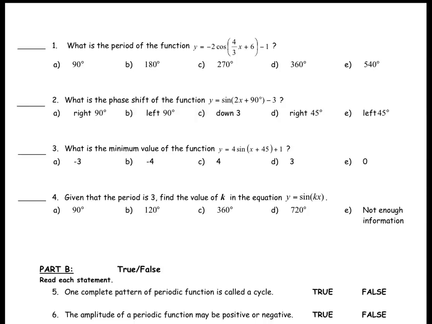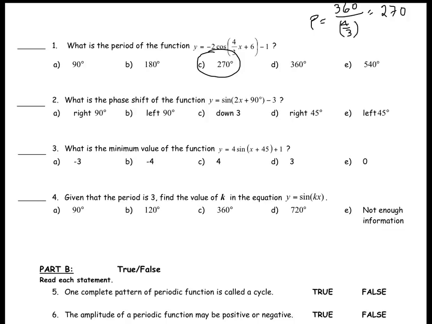In this video, I'm going to go through the solutions to Unit 5 test. The first question is, what is the period of the function y equals negative 2 cos (4/3 x + 6) minus 1? We know that b is 4 over 3, so the period is 360 divided by 4 over 3. If we simplify this, we get 270. So the answer is 270 degrees.